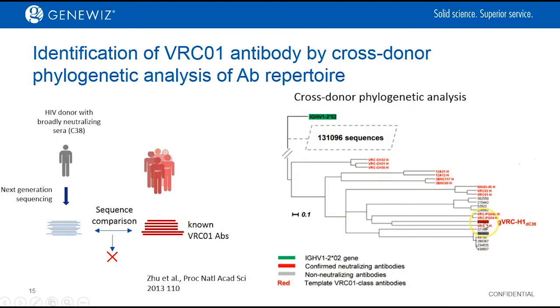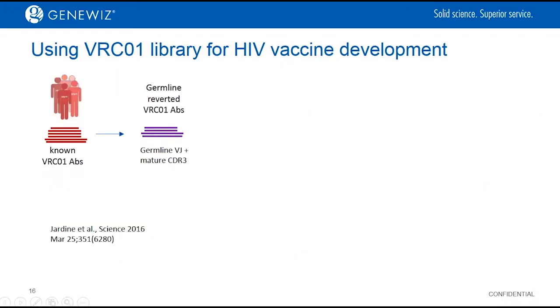And indeed, they detected antibodies that neutralized HIV. So they concluded that this method helps identify VRC01 antibodies. This identification is of course useful in diagnostics. The VRC01 libraries can also be used in vaccine development.